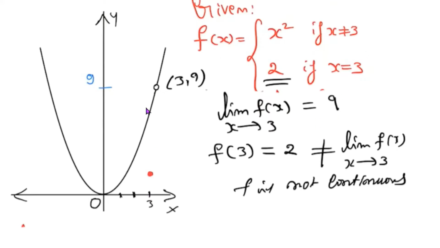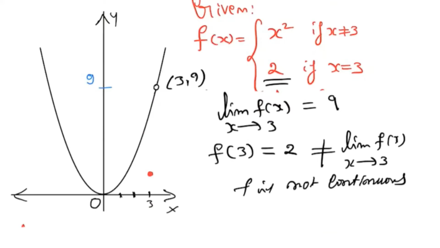Corresponding to x equal to 3, you don't have a point on the curve. The point (3, 9) is missing. So here the curve has a break at the point (3, 9), or simply we can say at x equal to 3. So discontinuous means the curve has a break at that point.